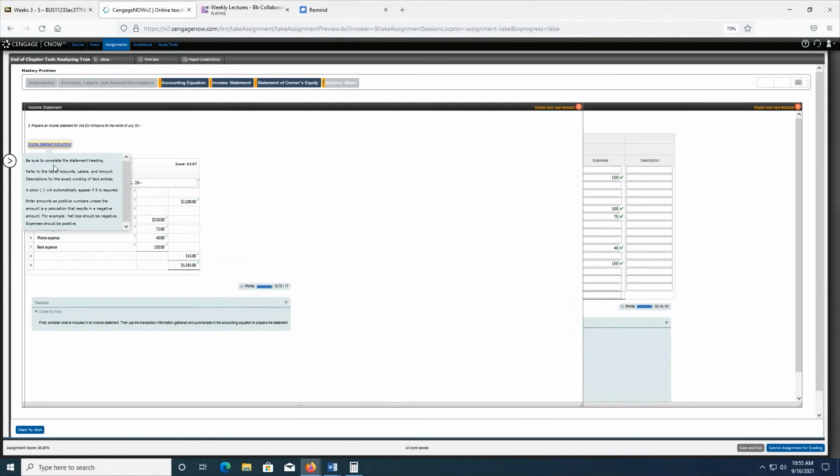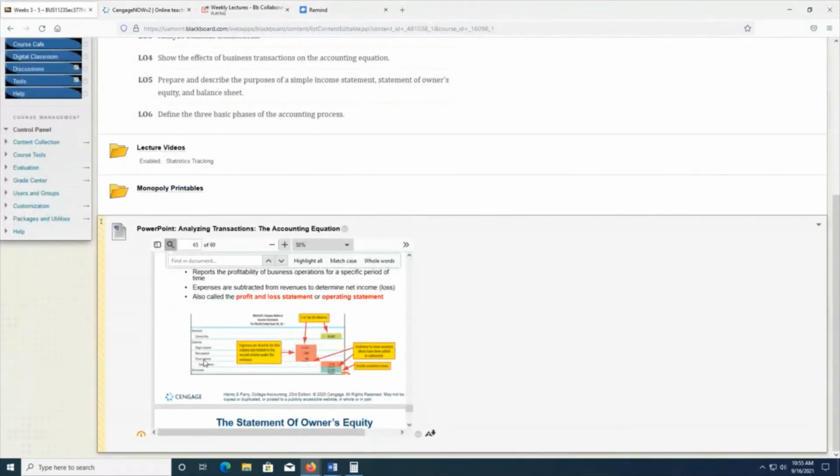Income statement instructions: be sure to complete the statement heading, refer to the list of accounts labels and accounts for the exact wording of text entries. A colon would automatically appear if it's required. Enter the amounts as positive numbers unless the amount is the calculation that results in a negative amount. So this is actually right here, an amount description. And when you look at it down at the bottom, it wanted us to put total expenses and net income or net loss. If it was a negative, it would have been net loss, but because it's a positive, it's net income.